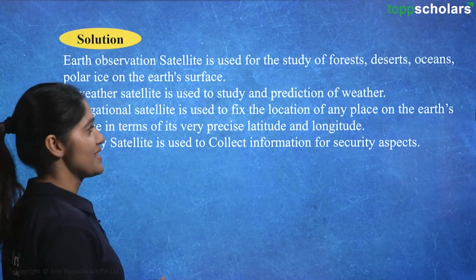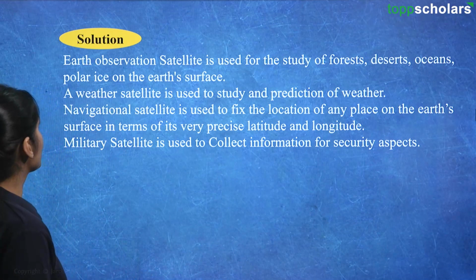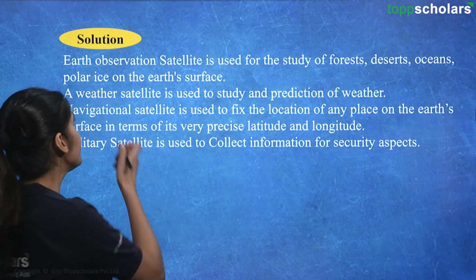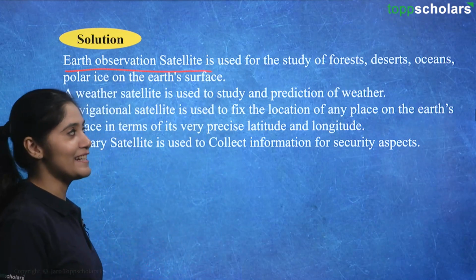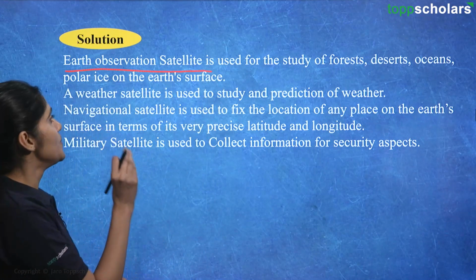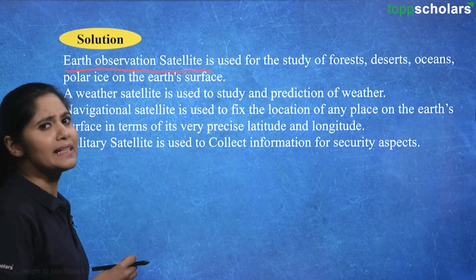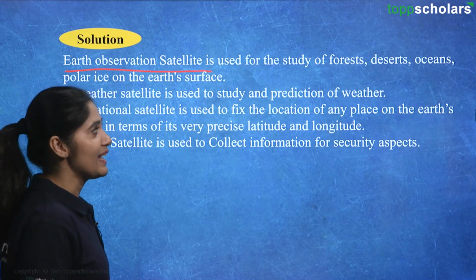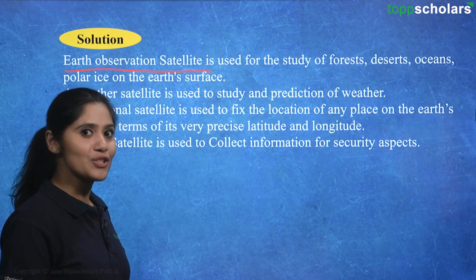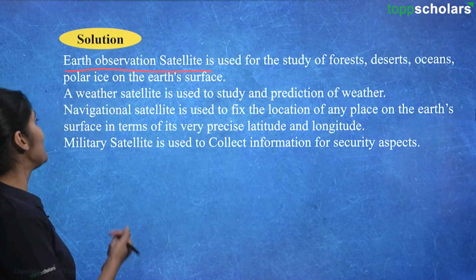Earth observation satellite is used for the study of forests, deserts, oceans, polar ice on the Earth's surface. So, we have correctly guessed it is B, Earth observation satellite. Now, let's see if we were right about the other satellites. A weather satellite is used to study and predict weather, right? So the weather forecasting is done using a weather satellite.